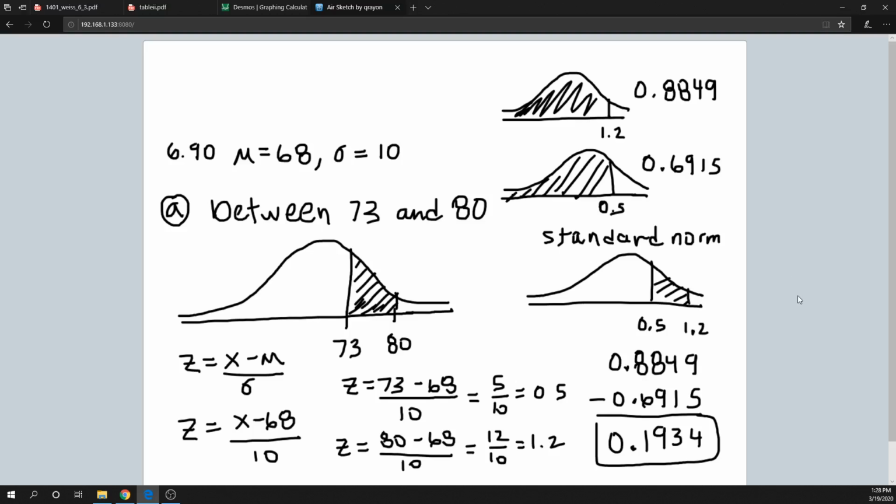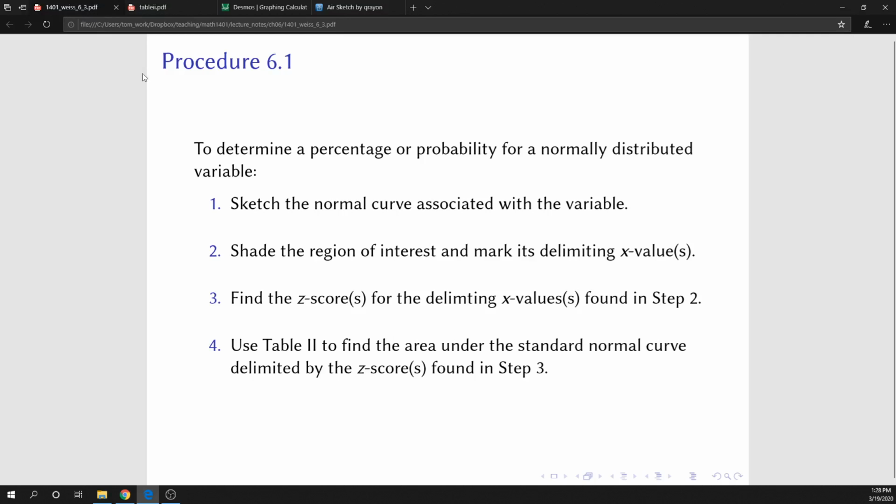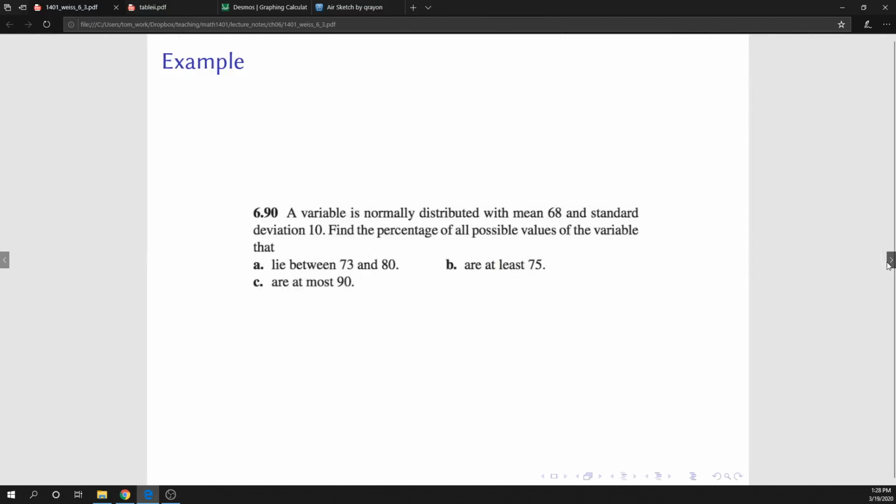Okay, and so then we will go back to our problem and take a look at our problem here and do part B. All right, so on part B, they want to know what percentage of all possible values of the variable are at least 75. Okay.